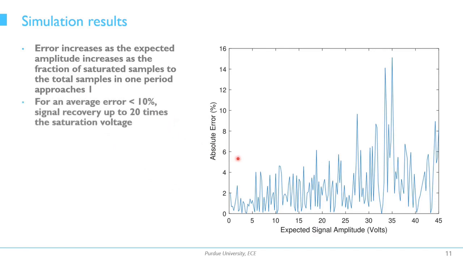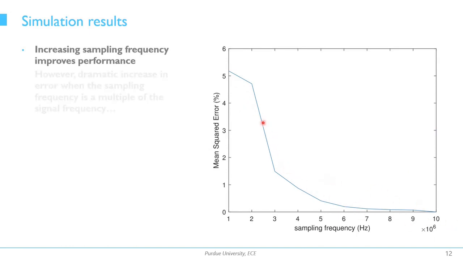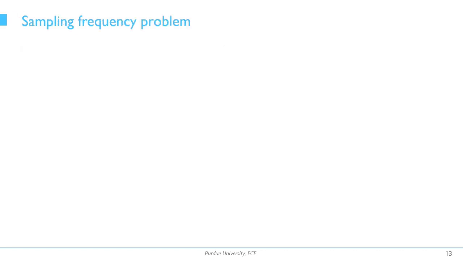It was found that for an average error of less than 10%, the signal recovery up to 20 times the saturation voltage was obtained, with a sampling rate of 1 megasamples per second. And expectedly so, the net error decreases with increasing the sampling frequency. However, it was found that the error increases dramatically whenever the sampling frequency is a multiple of the signal frequency.